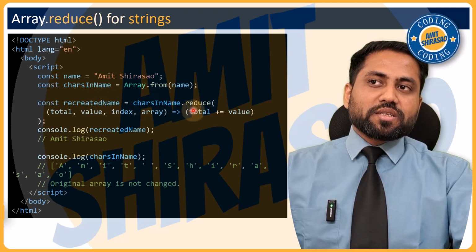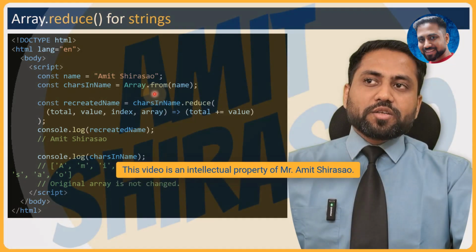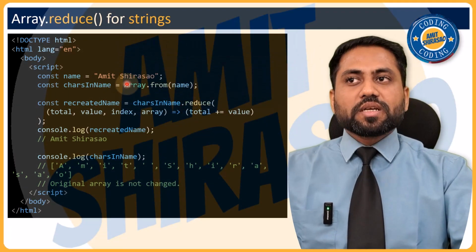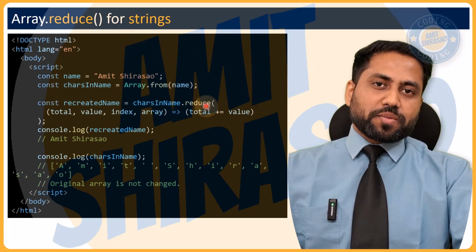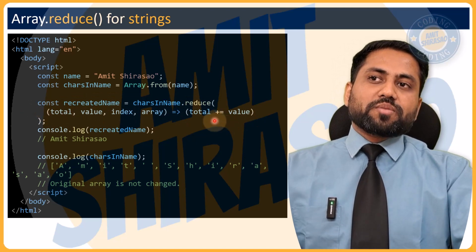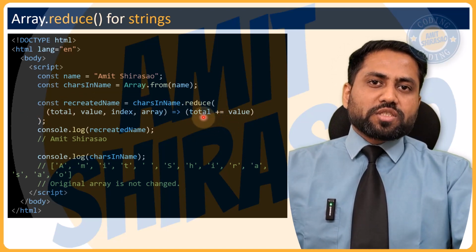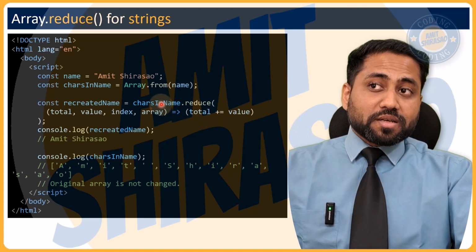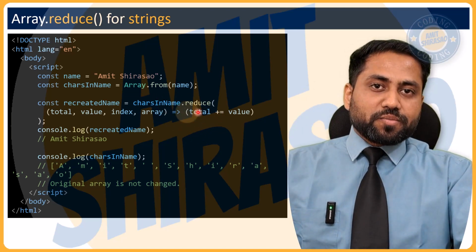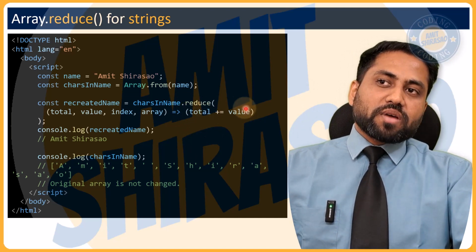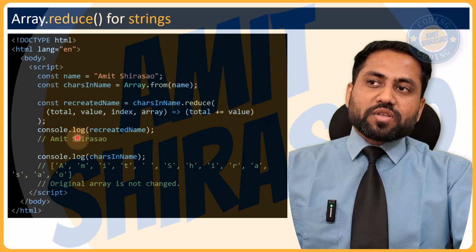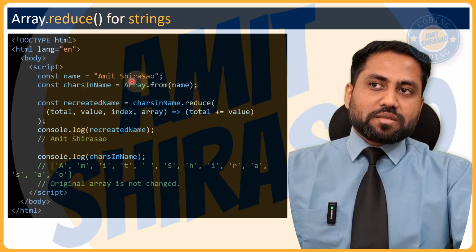The reduce method is there for array. The reduce method is not there for string, and that's why I cannot say name.reduce. I have to first convert it into an array, and then use the reduce method. In the reduce method, this is my callback. In the callback, the total will be a blank string. Since this is a character array, the aggregator will be a blank string, and you are adding one character to it. So at the end of it, you will get Amit Shirasao as a string completely.